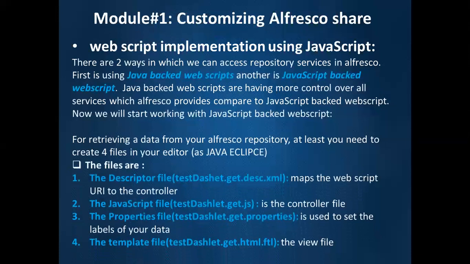The first file, which we saw last time, is the descriptor file. You can give it the ID name you want; for my example, my ID name was test dashlet, followed by .get.desc.xml. These three things will never change, just the ID name will change as you wish.